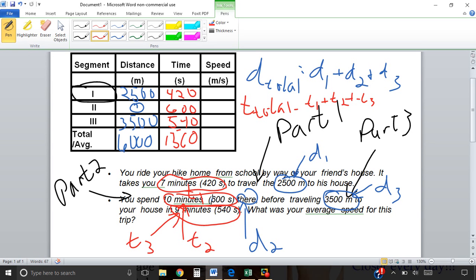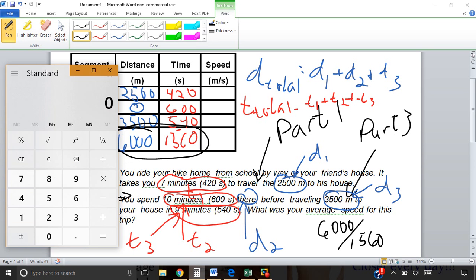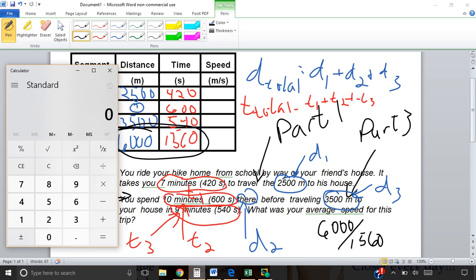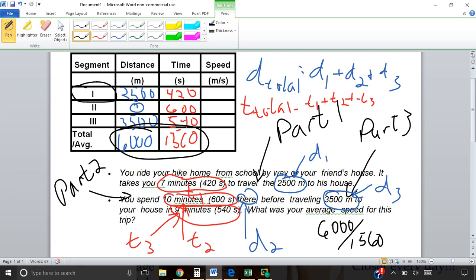Okay. At this point, what you're going to want to do is find your total speed, which would be 6,000 divided by 1,560. So we'll get out our calculator, maybe. So that'll be 6,000 divided by 1,560. It gives you 3.85. So we're going to put that right back here, 3.85.